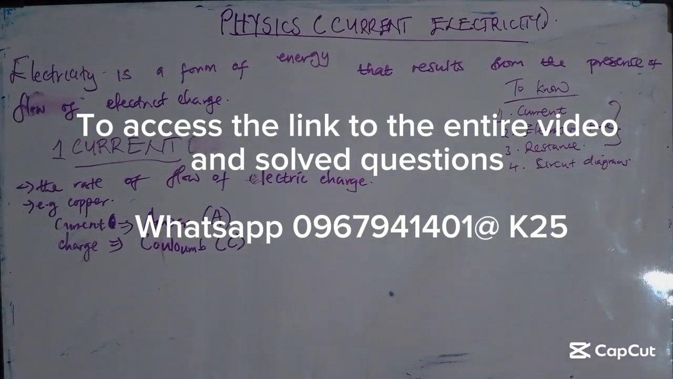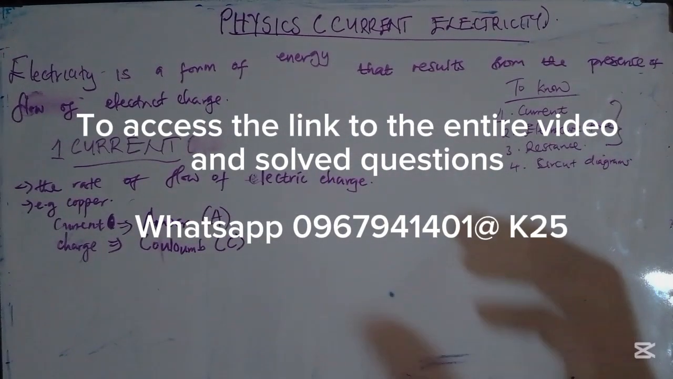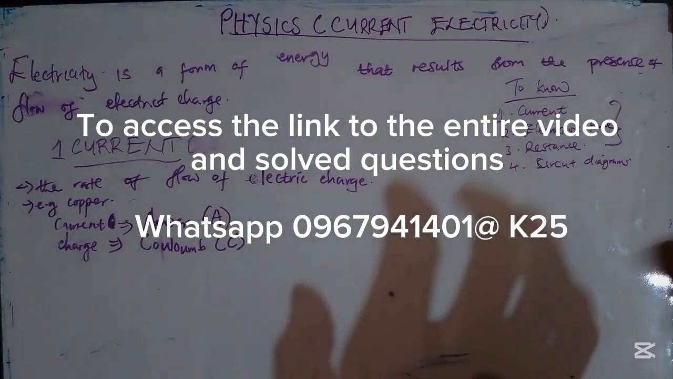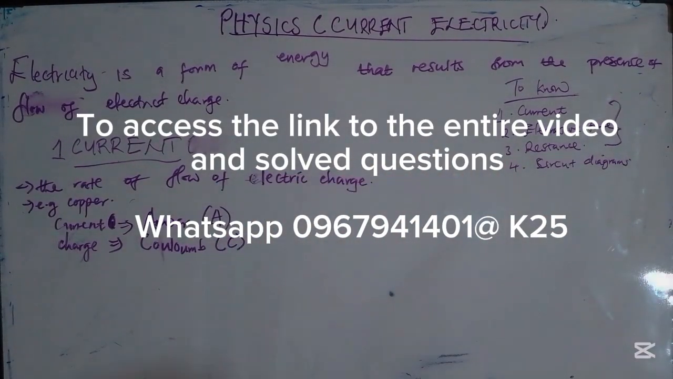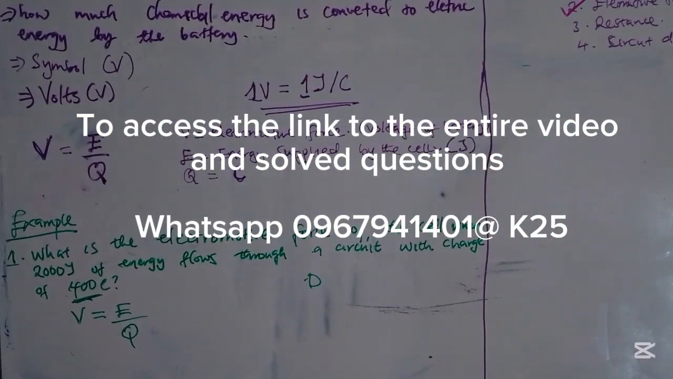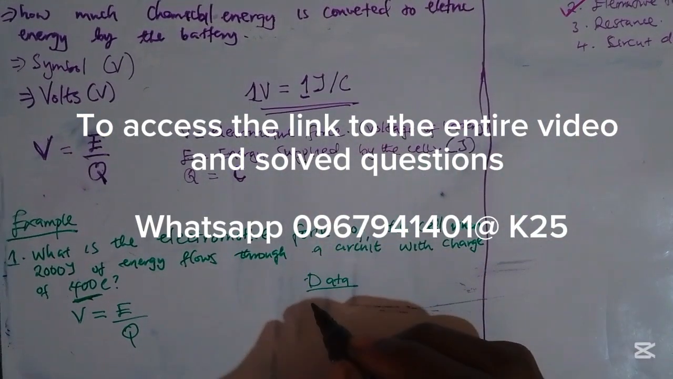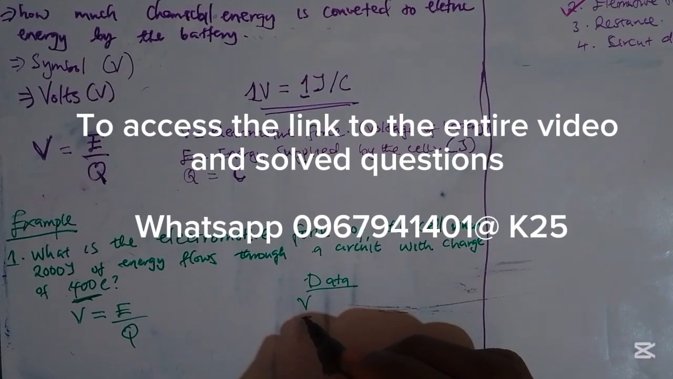SI unit. So you need to know what an ampere is, what a coulomb measures. Whenever we're talking about charge, know that it's measured in coulomb. Then, what is your data? We have voltage, energy, and charge.